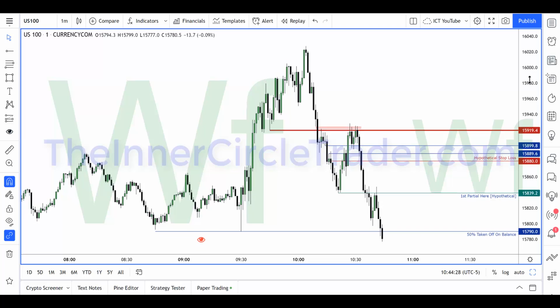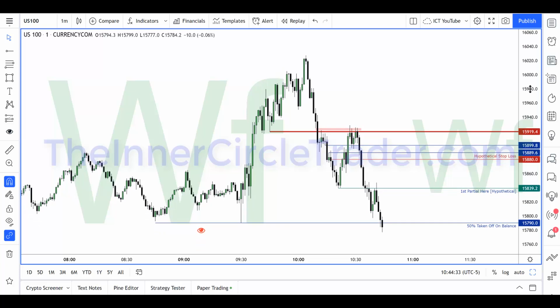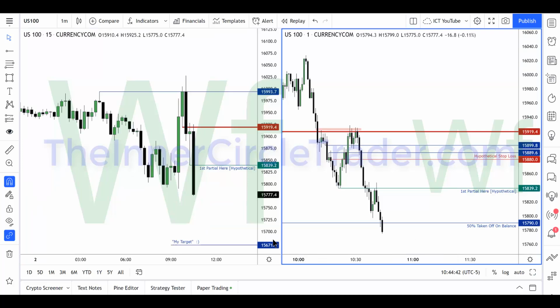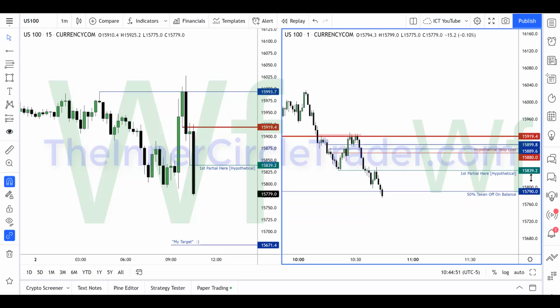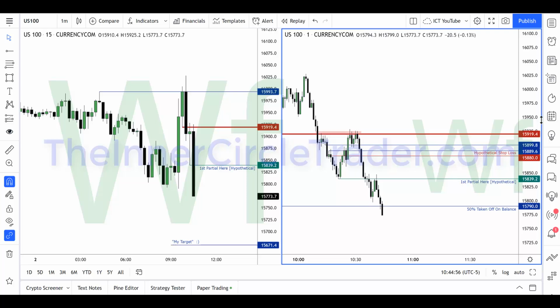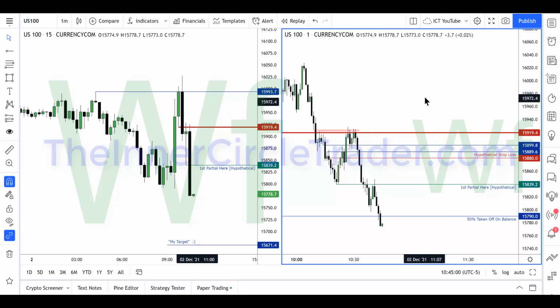Okay, and you can see it's been a nice decline from where our hypothetical 15,920 entry would be. And that's what it looks like with the 15-minute time frame on the left. I personally would like to take another partial here if I were in it, because we're sitting down there below it. I don't have the lines from the 15-minute chart on the left, on the right. So we'll just use what we got here.